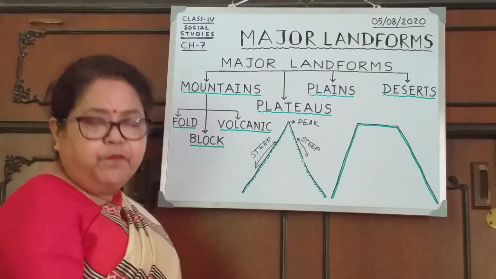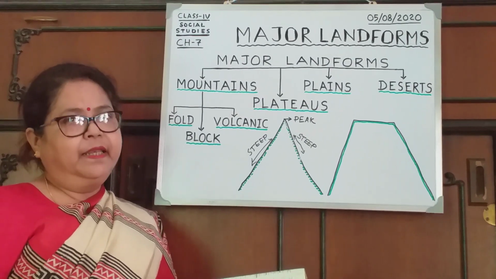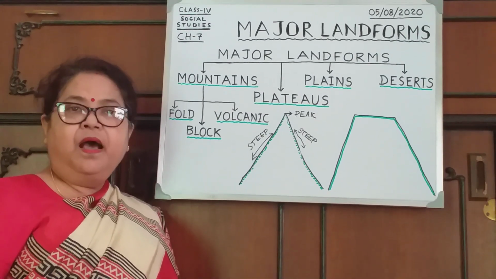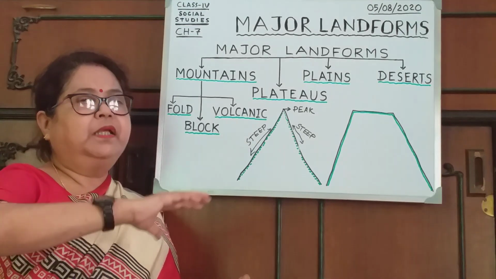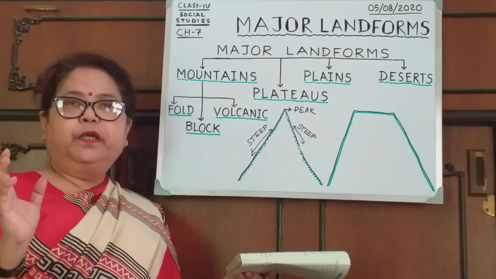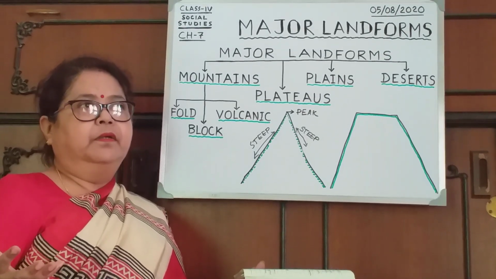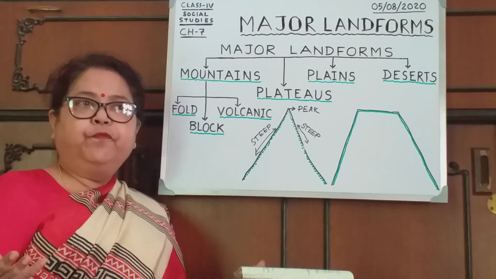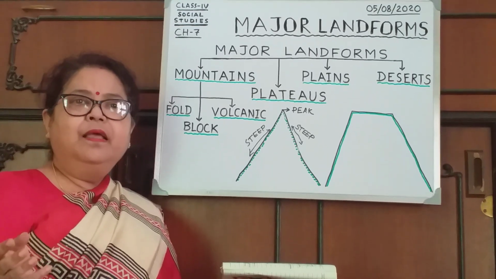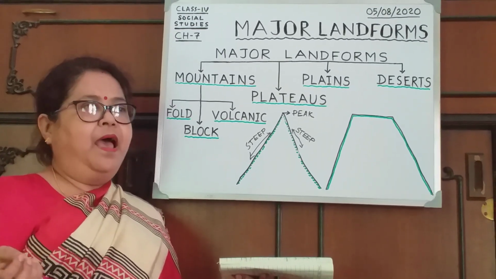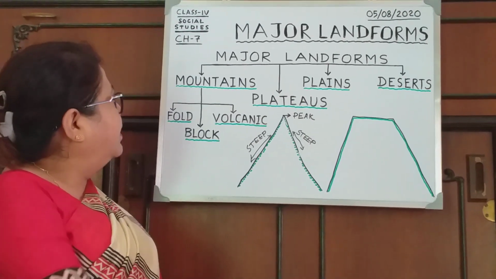And next comes the volcanic mountain. Volcanic mountains are formed due to volcanic activity. Children, magma, ashes, gases come out from the volcanoes and spread out around that volcano. So, during thousands and thousands of years, these materials solidify and form the shape of a mountain which is called a volcanic mountain. Examples: Mount Kilimanjaro in Africa and Mount Fuji in Japan. Okay. Now these are all about mountains.